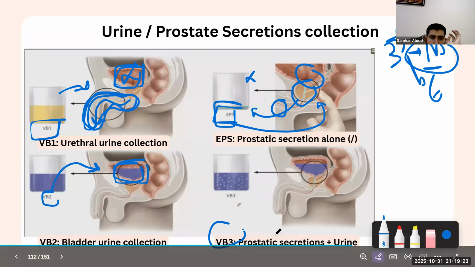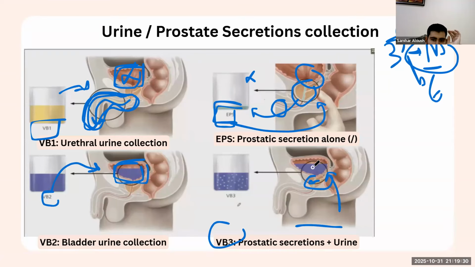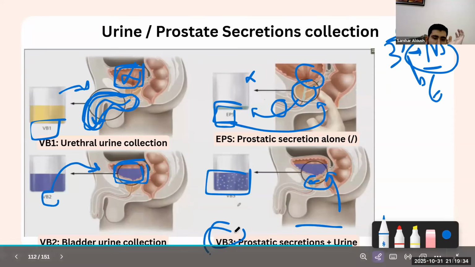Now, VB3 is prostate secretion and urine. Meaning we do a digital rectal exam, we massage the prostate, the secretion is here, then the person urinates, it will have both urine of the bladder and the prostate, and that's called VB3.